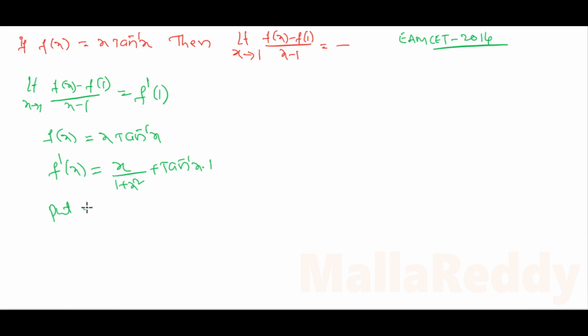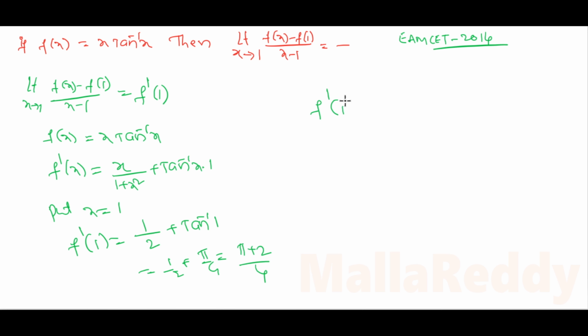Now put x is equal to 1, that is f dash of 1 is equal to 1 by 1 plus 1 square, that is 1 by 2, plus tan inverse of 1, that is 1 by 2 plus tan inverse of 1 is 5 by 4. Take LCM, that is 5 plus 2 by 4. Therefore f dash of 1 is equal to 5 plus 2 by 4. That is the answer.